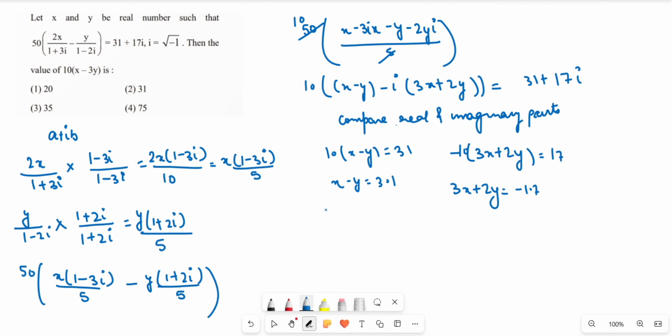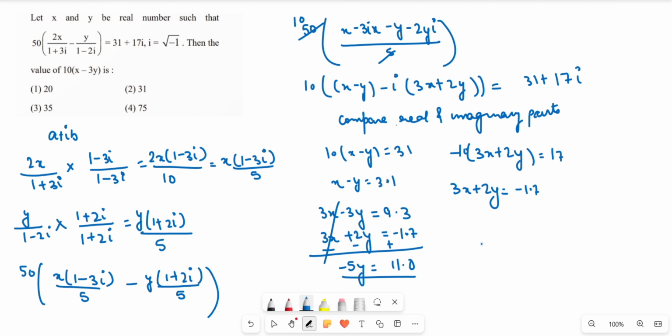Now if I multiply this equation by 3, I'll get 3x minus 3y equals 9.3, and this equation will remain as it is. Now I can subtract these two equations to get rid of x. So I'll get minus 5y equals 11.0. So from here our y will be equal to negative 11 by 5, that is equal to 2.2 with a negative sign.